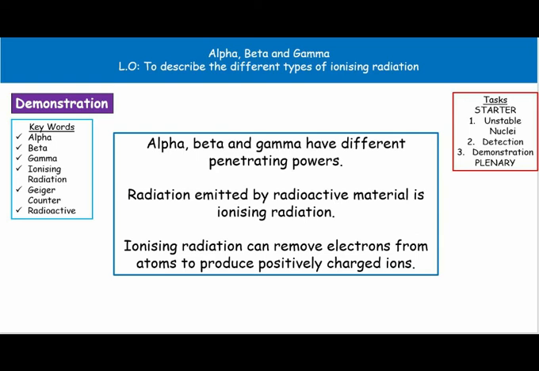Because remember, in an atom, it's neutral because we've got the same number of protons and electrons. So if this radiation is able to remove electrons from the atom, we'll have more protons than electrons, which means we have a positive charge. So we make an ion at that point. So get those three sentences written down if you haven't already. Just another 30 seconds to get that done.